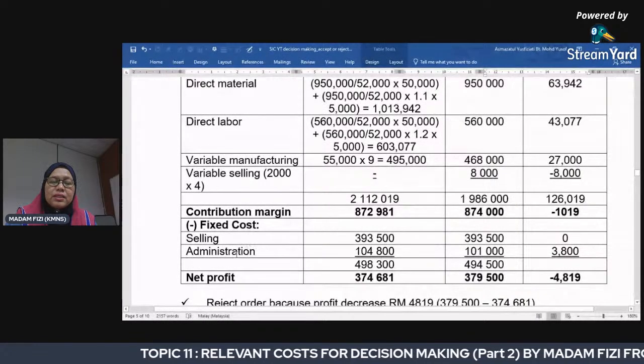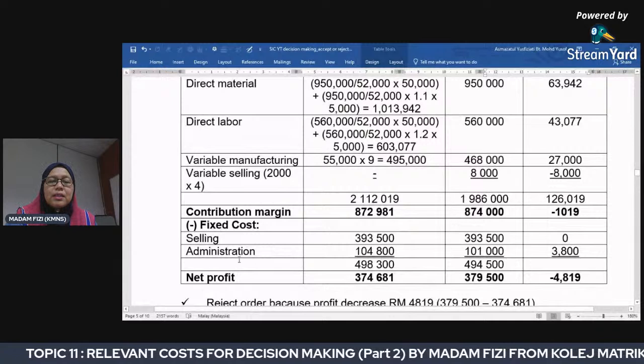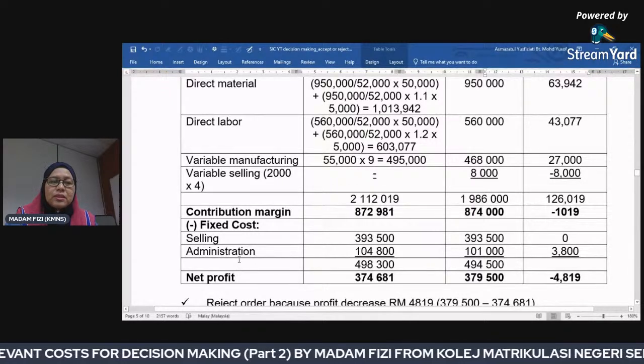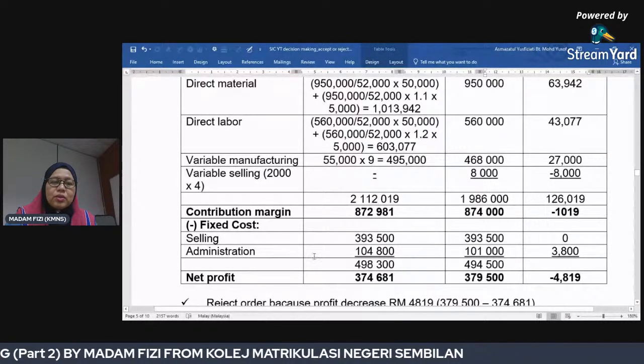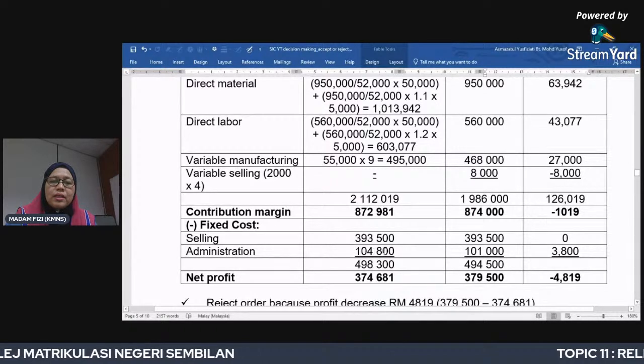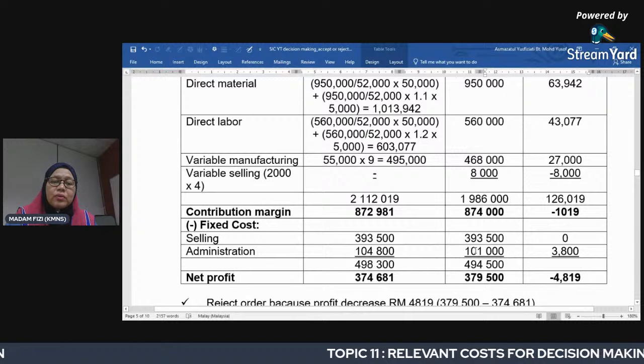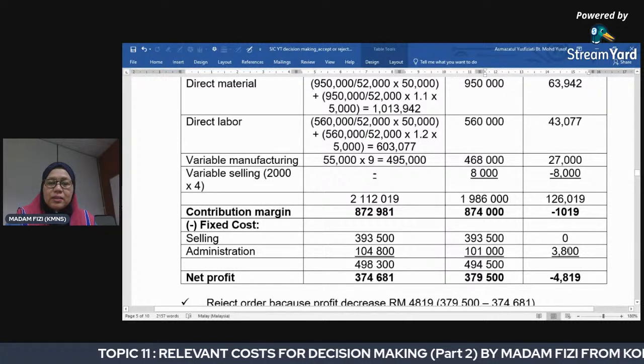But for administration just now, it has mentioned, if we accept the special order, then the cost will add 3,800. So the administration cost equals to 104,800. While if reject still 101,000. So the difference is 3,800.